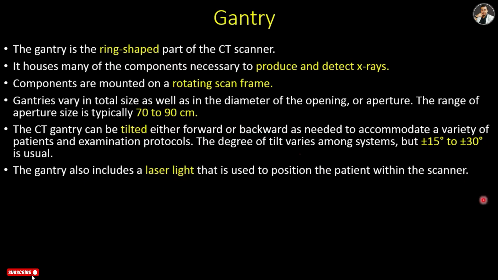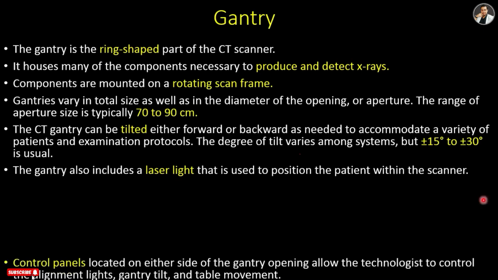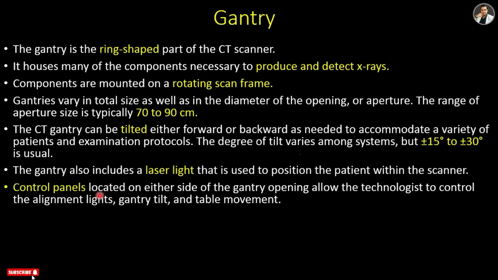And the control panel located on either side of the gantry opening allows the technologist to control the alignment lights, gantry tilt and table movement. There are various switches on either side of the gantry. These buttons are called control panels. We can move the table with these buttons. We can turn on the laser light and adjust it. We can tilt the gantry. These things are usually done with these buttons.